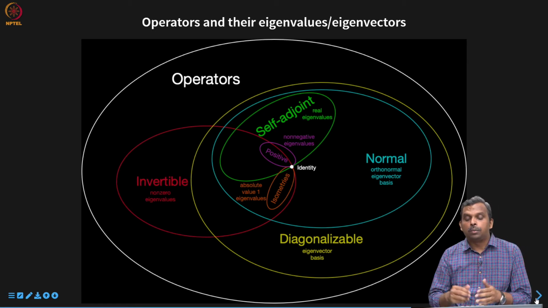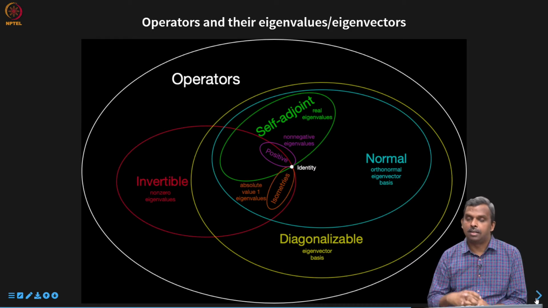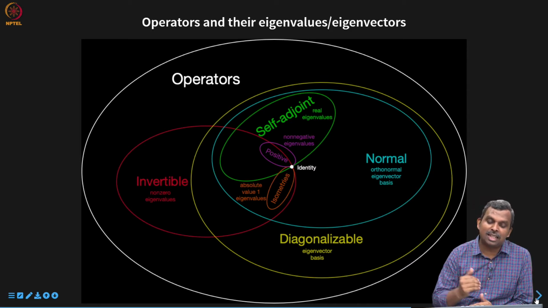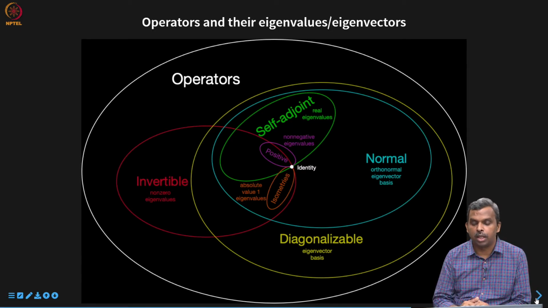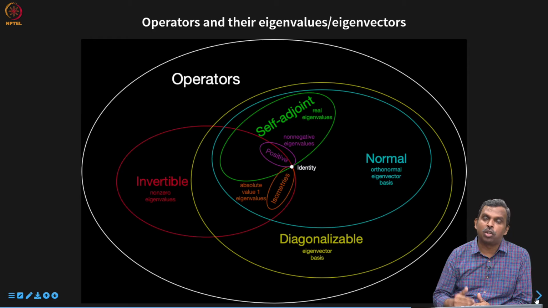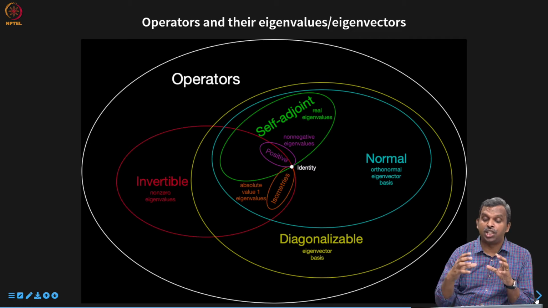Okay, now inside normal you have these operators called self-adjoint operators. These are definitely normal, but the specialization is that self-adjoint operators, on top of having an orthonormal eigenvector basis, are also going to have real eigenvalues. That is a defining characterization for self-adjoint. One step more: you have an orthonormal basis, and then you have real eigenvalues, then you have a self-adjoint operator. So from normal to self-adjoint, the specialization is that the eigenvalues are additionally real.